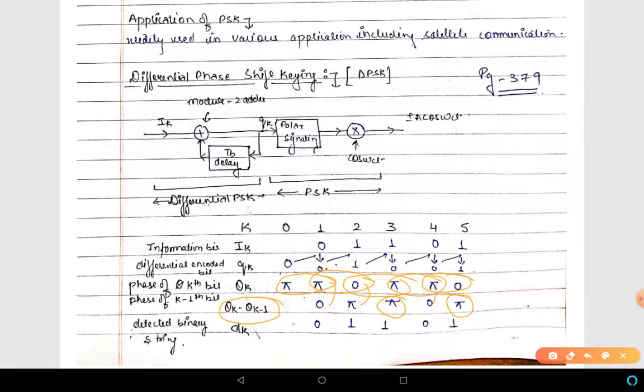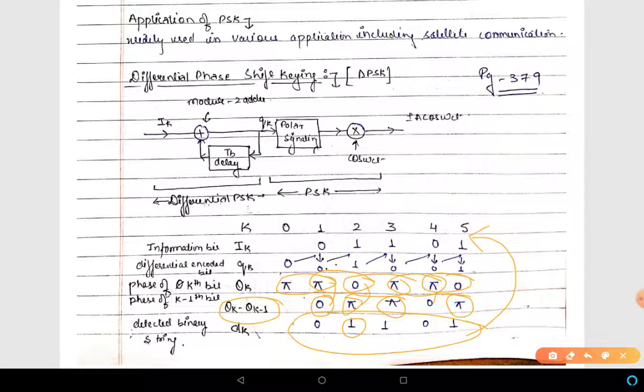And if I choose my decision rule such that the detected binary bit would be 0 if this difference is 0, and it would be 1 if the difference is pi, then what I get is this stream at the receiver. If you compare this with the transmitted bits, then this is exactly the same. Which means that this scheme is working.